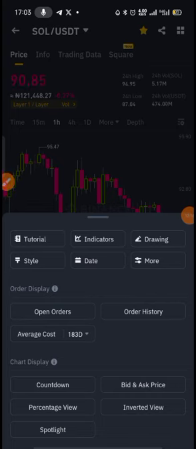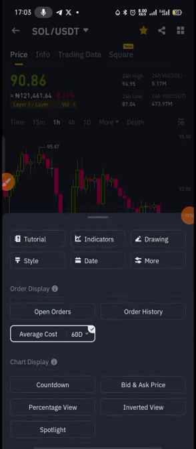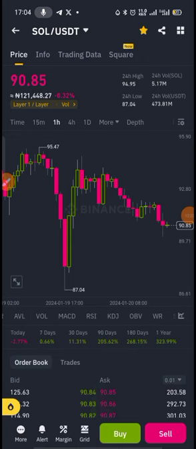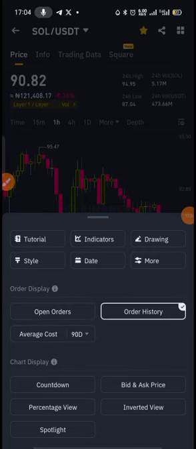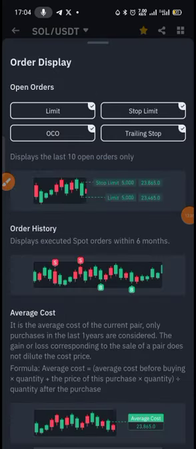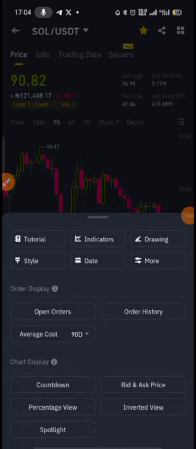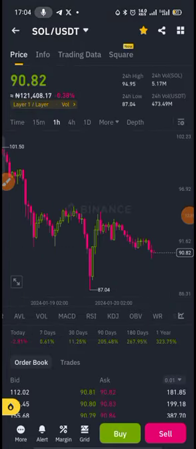Okay, let's see what I can do. There's also more here. See this one, I can change this to 60 days, 90 days. I can check it there. Okay, so we have those things there. Average cost, we have order history, we have open order. These are open orders, but there's no open order here, Mike. All right, so let's continue. What else are we seeing here?